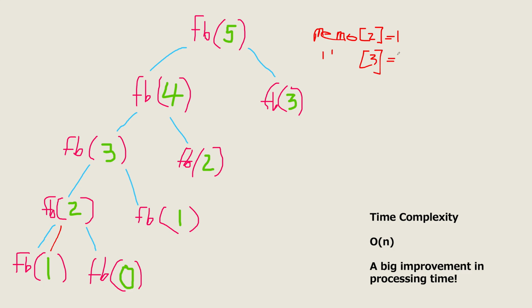The value will be 2. Right? 1, 1, 2, 3. Remember, that's the sequence. So value 1 will be 1, value 2 equals 1, and we add these two together, and that will be the third value. This will never change because it's a Fibonacci sequence.